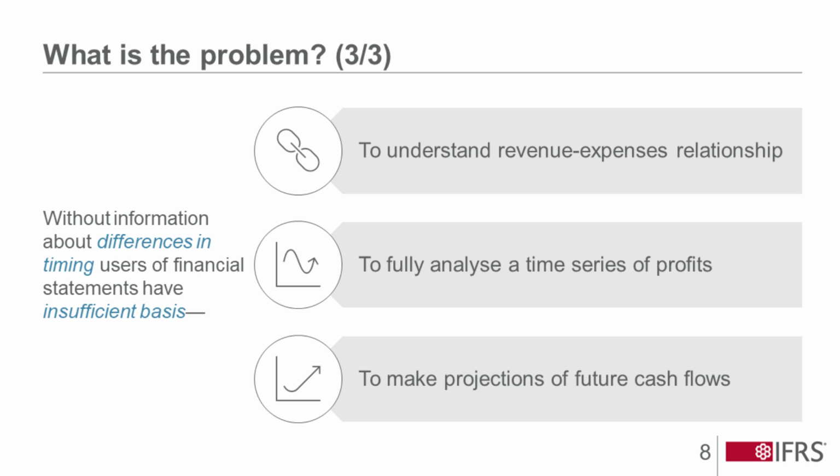In our example, just looking at the revenue line, users would not know that the increase in revenue from year 1 to year 2 of 20 is only because of difference in timing. Even if the users are able to obtain information about difference in timing, for example, in the notes or from other sources, they still need to make adjustments in their cash flow projections. And how to sort this out?